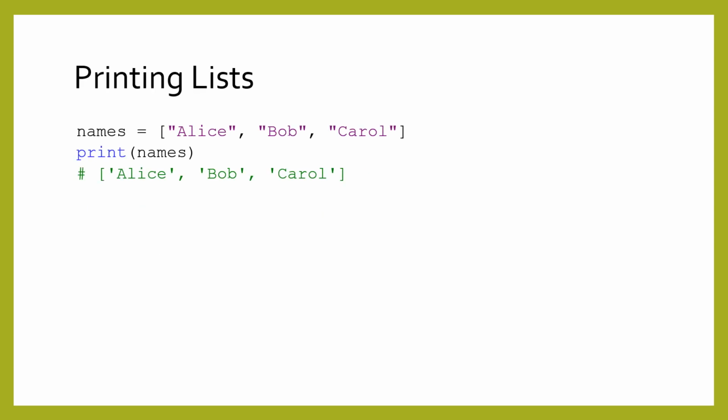When you print a list, you will notice that the square brackets are printed too. In fact, Python prints each value of the list as if it was a literal value. So notice that the strings have quotes around them now.